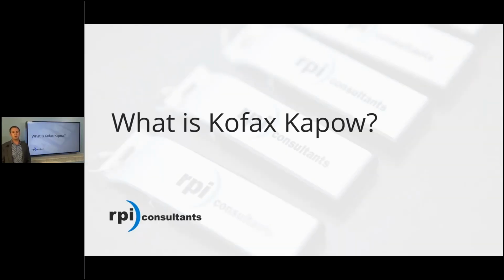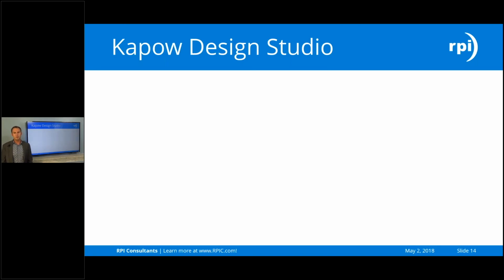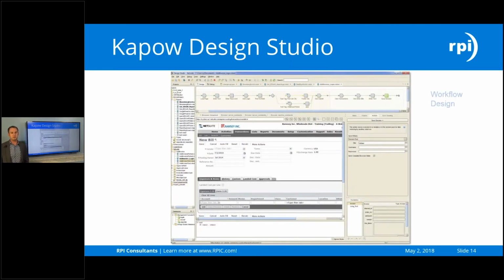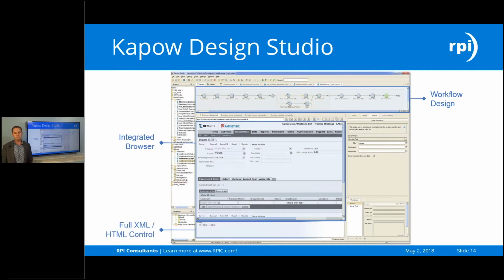So what does Kofax Kapow look like? One of the main pieces to Kapow is the design studio. This design studio is where we're going to actually create our robots. And it's very intuitive in the way that it looks and it works. So here's your main components. At the top, you have your workflow designer. This workflow designer is what's going to show us each step of this workflow.